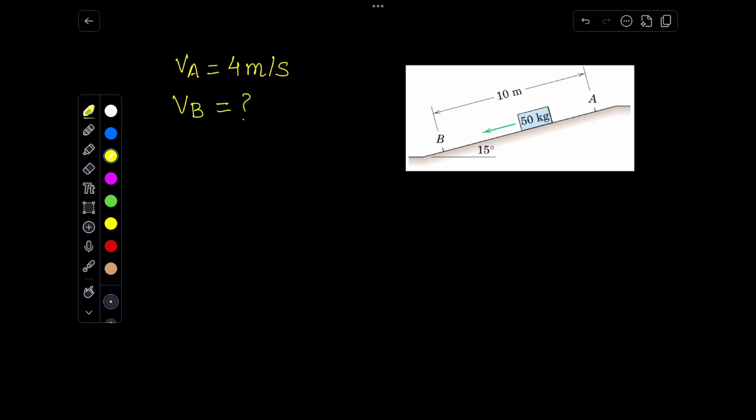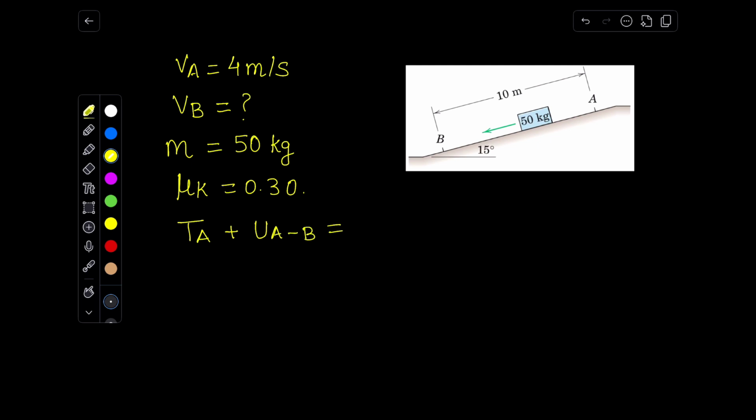In this problem, a 50 kilogram crate is moving in downward direction as shown in this picture. So we have to find what will be the velocity of this crate when it reaches position B. The inclined path has friction, and the coefficient of kinetic friction is given as 0.30.